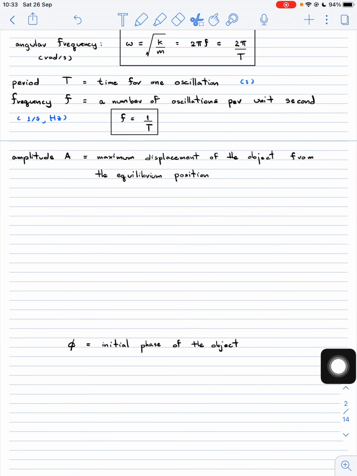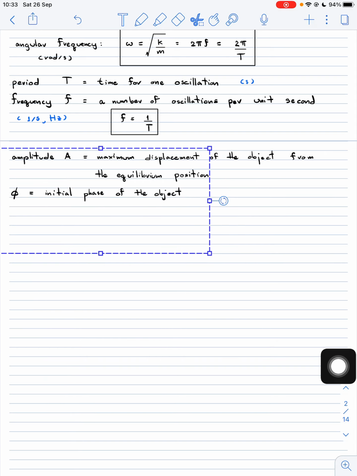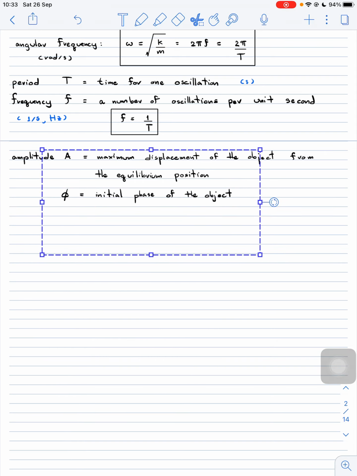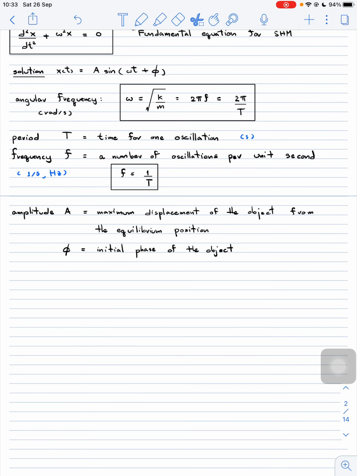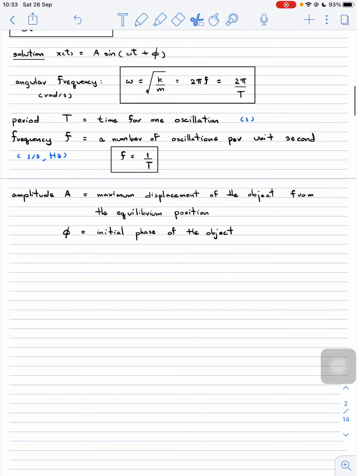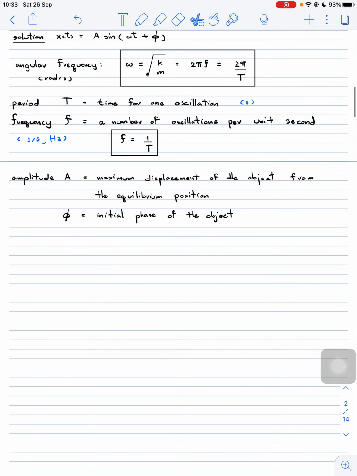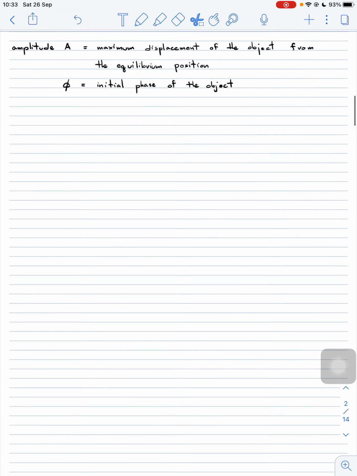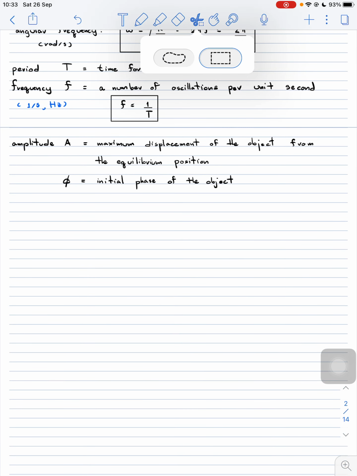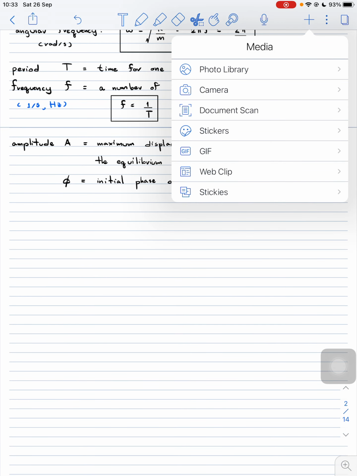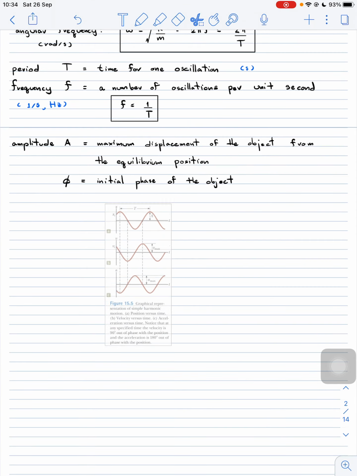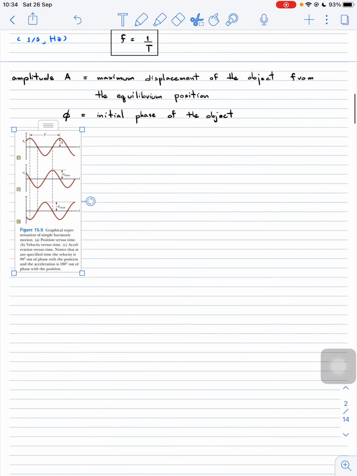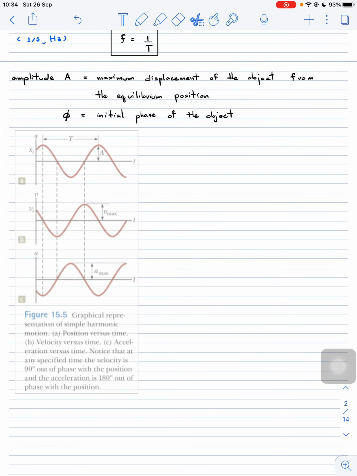And then finally, the phi is the initial phase of the object. It's going to depend on the initial conditions of the object. We'll talk about it later. Okay, now let's consider the graph. This graph is taken from the textbook.